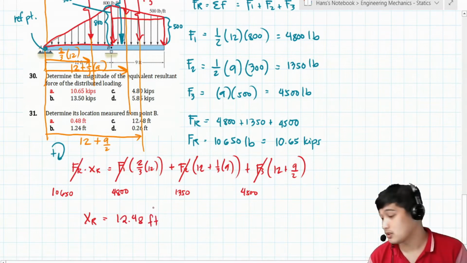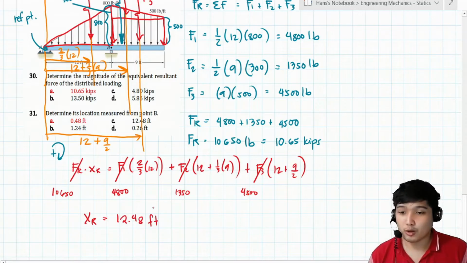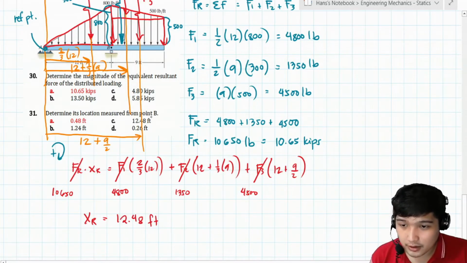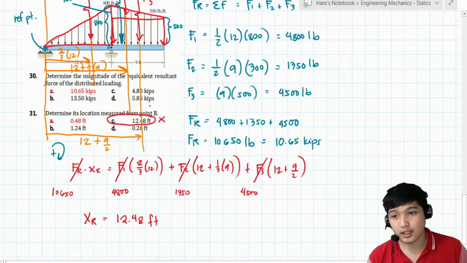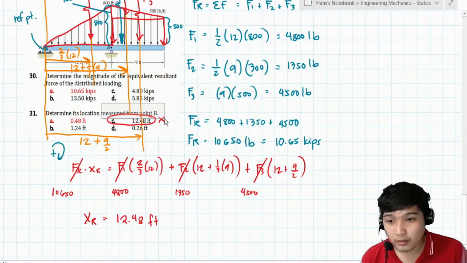So, this one is naka-fit. So, 12.48. Again, nasa choices yan. At wag magmadali dahil hindi yan yung sagot. Ang tinatanong, yung distance from B, measured from point B.